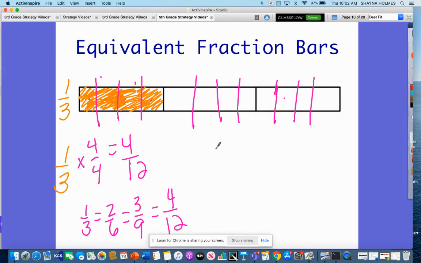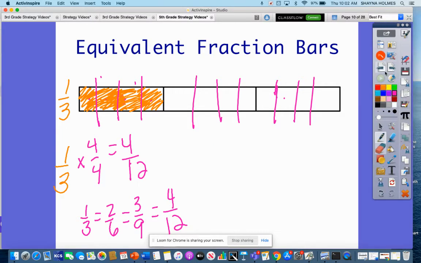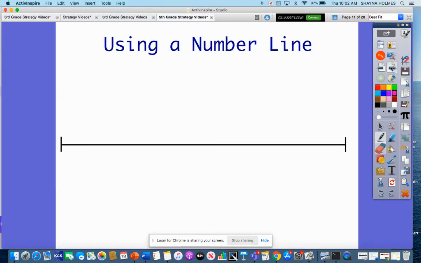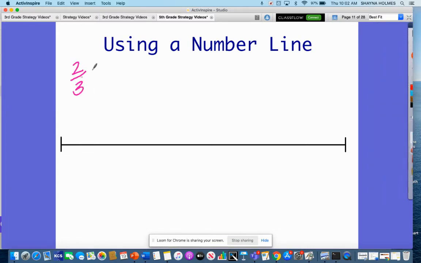So that's how you can generate equivalent fractions. And this skill will come in handy later on when we're adding and subtracting them. Okay, so let's look at using a number line to add fractions. So let's look at if we wanted to take 2/3 and add 3/4 to it. So since I'm adding, I am going to have kind of an open number line.